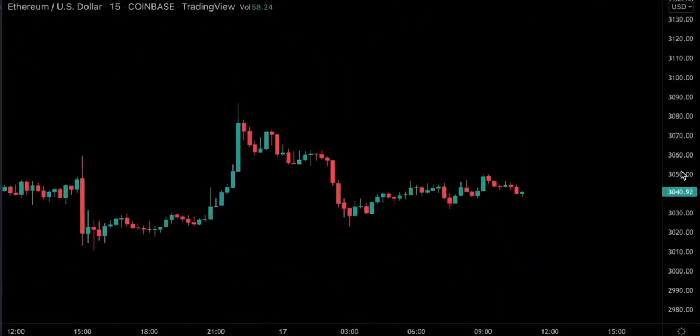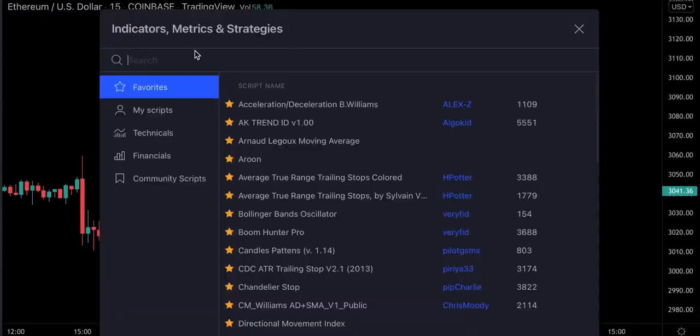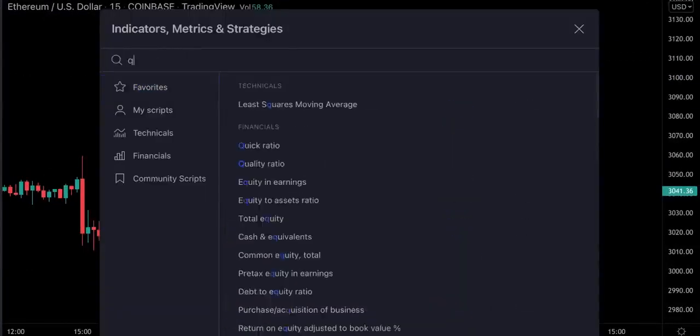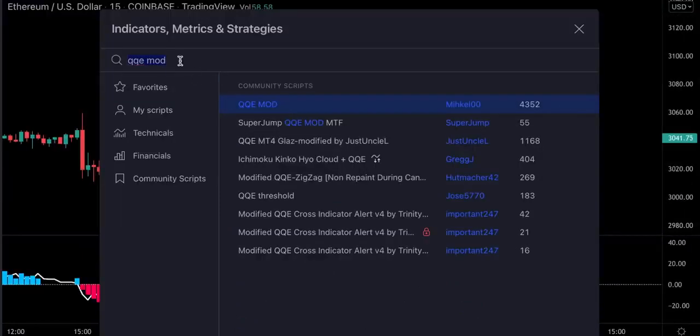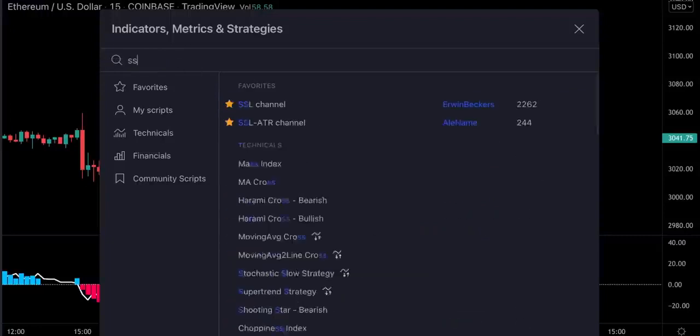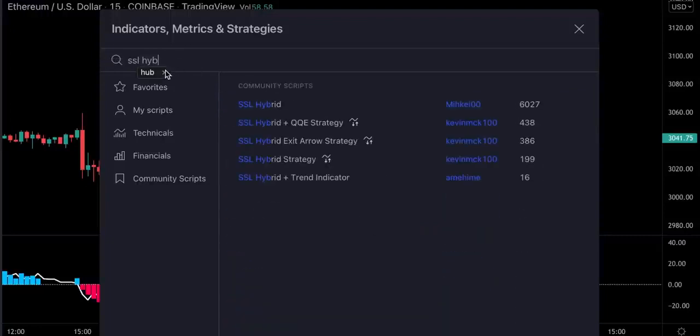Okay, so we're currently looking at Ethereum 15-minute chart, and now let's go ahead and add our indicators. So for our first indicator, we're going to use QQE mod. This one right here. For our second indicator, we're going to use SSL hybrid. And finally, for our volume indicator, we're going to use Waddah Attar Explosion.